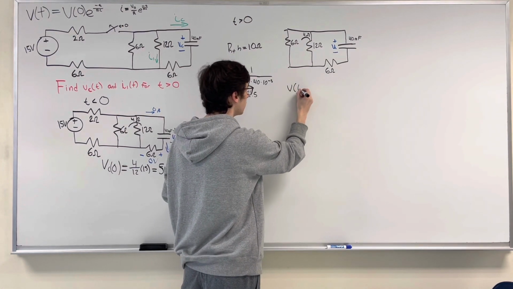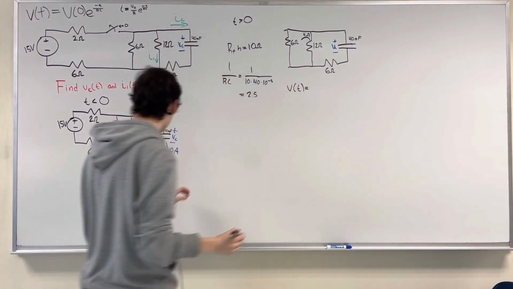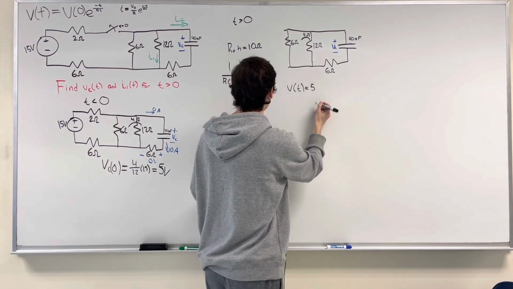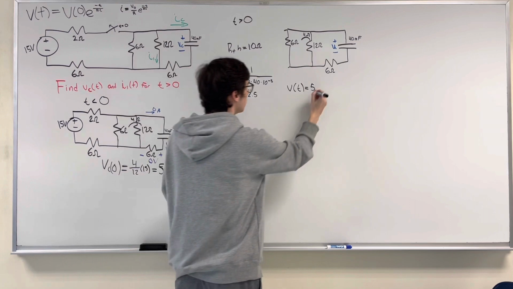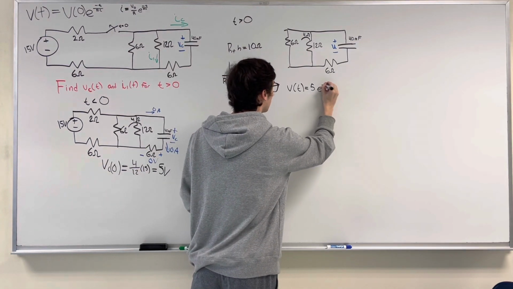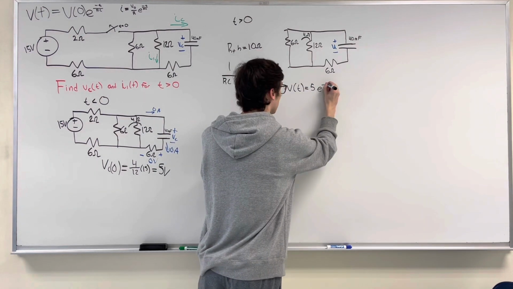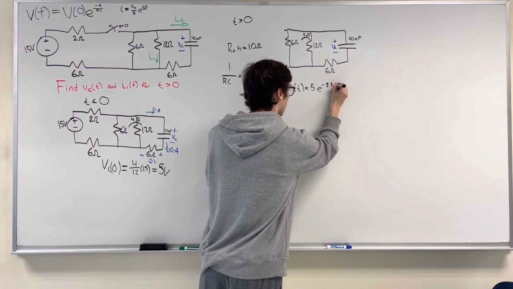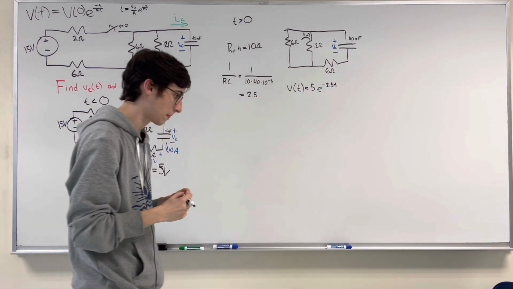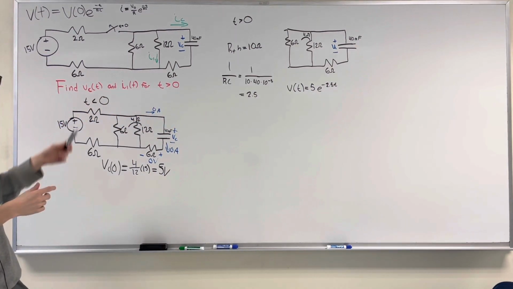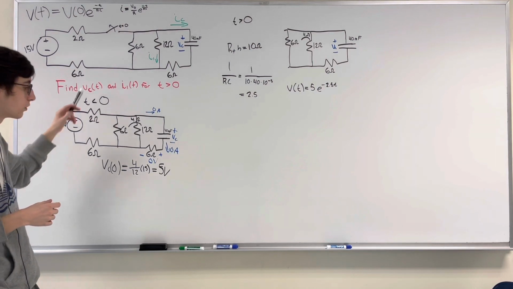So V of t is going to equal V naught, which we saw was 5 volts, times the exponential of the negative t over RC. So that'll just be negative 2.5 t. So now we're already halfway done with our question.